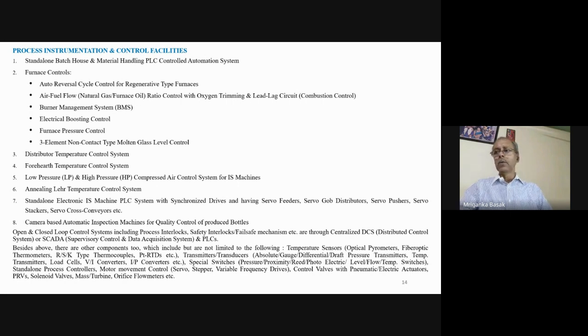Then all the closed loop control systems or open loop control systems, as the case may be, distributed control system or PLC or SCADA, wherever required. Then there are other primary equipment. We know everything that I have described: orifice plate, venturi, temperature sensors. This is a very high temperature zone, so the temperature sensors should be of very high range. Normally B-type thermocouples, R-type thermocouples, or S-type thermocouples are used, or fiber optic thermometers are used for temperature sensing. Then there are pressure transducers, differential pressure transducers, temperature transducers, and so on and so forth.